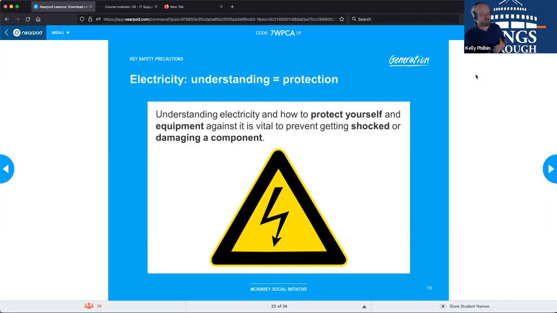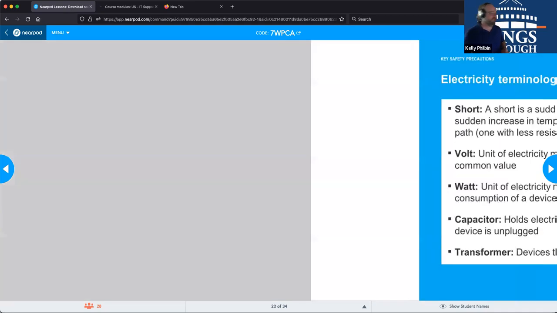Because you can get shocked, which, depending on where you live, 110 is unpleasant, 220 burns. In the US, we tend to operate off of 110. Most other countries operate off of 220 volt for their standard electricity. Also, you can damage components with extremely low levels of voltage. We need to be careful about that. Things like static electricity can destroy central processing units and RAM modules. We want to make sure we're taking the proper precautions when we're handling any kind of electrical equipment.